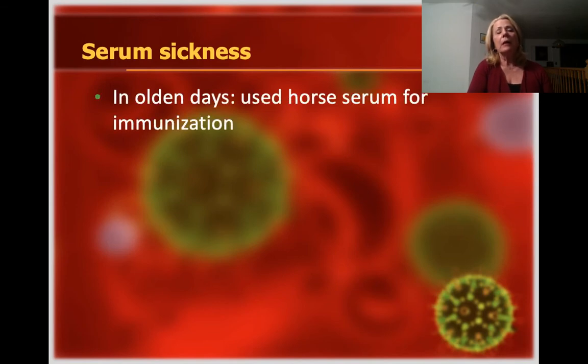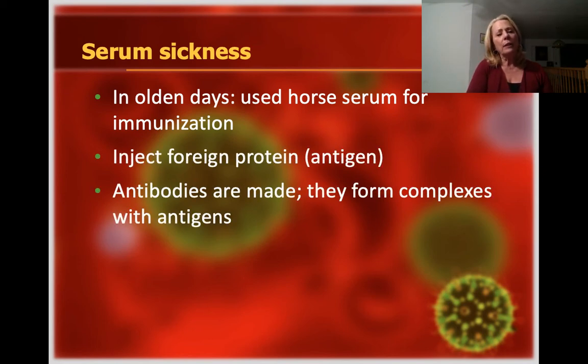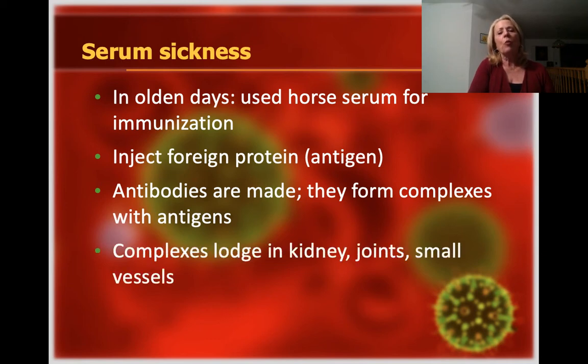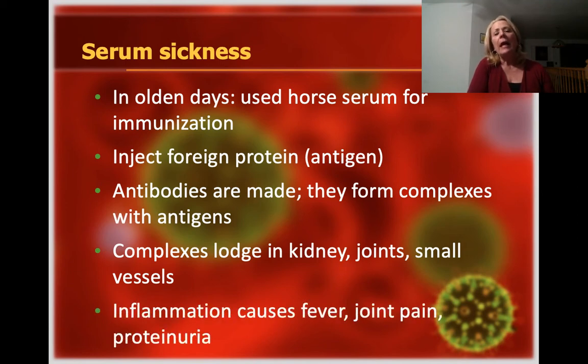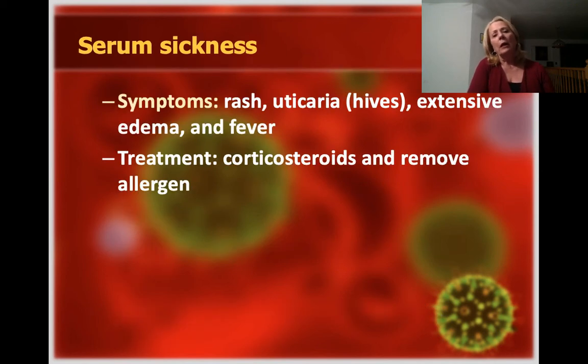Serum sickness. Now, this is interesting because in the old days we used to use horse serum for immunizations, and we don't do that any longer. But with that horse serum, for many people, what would happen is they would form these antibody complexes, and they would get this type of sickness where the antibody complexes would move through the body and get into joints and blood vessels, kidneys, different places like that. And then you had this massive inflammatory response, joint pain, proteinuria. You might see rashes or hives, which is called urticaria, and then swelling, fever.